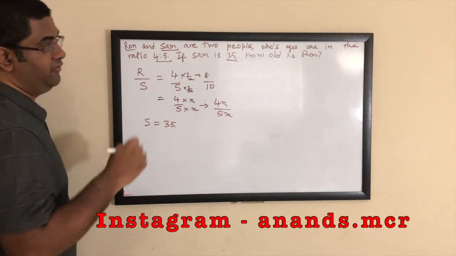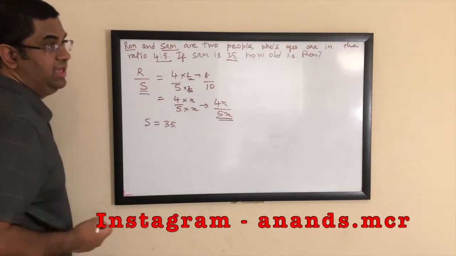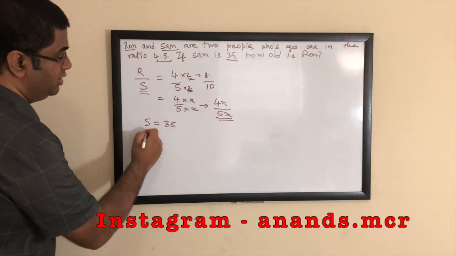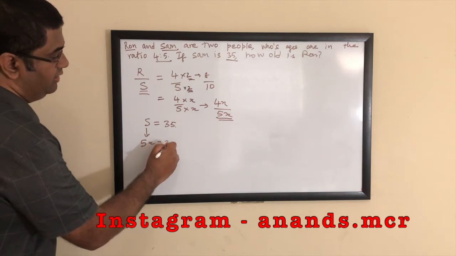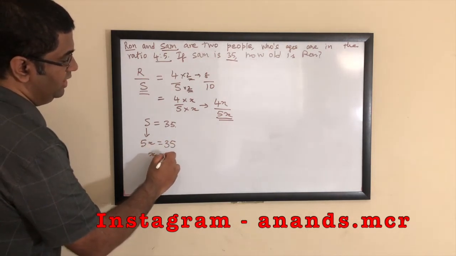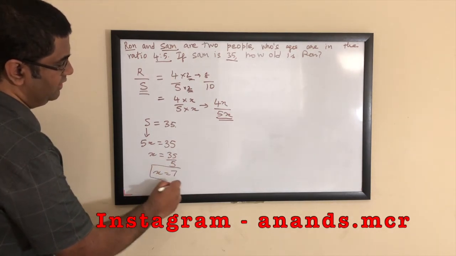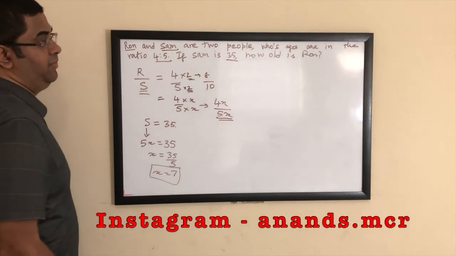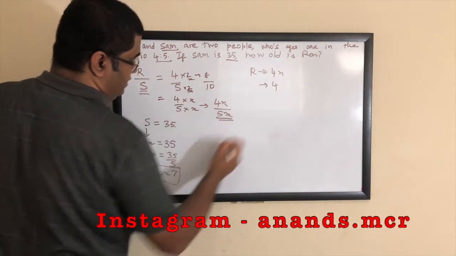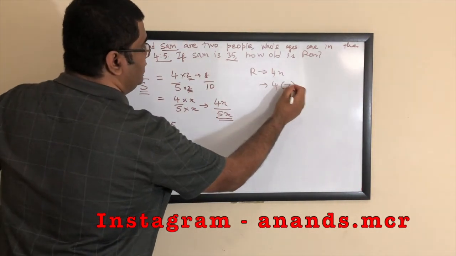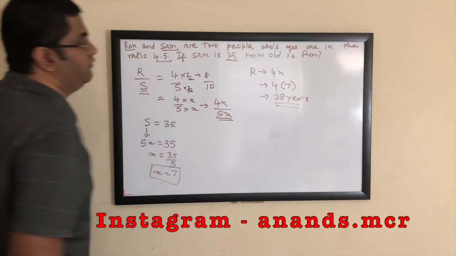Now, in the second part of the problem, what we know is Sam is 35 years old. This is a piece of information that we have got. And here we know that Sam is 5x when we represent this in the form of variables. So let's substitute: 5x equal to 35. And x will be 35 divided by 5. So x will be equal to 7. So we have determined x has to be 7. And we know that Ron is 4x, which is 4 times the value of x, which is 7. So Ron is 28 years old. So this is how we do the problem, friends.